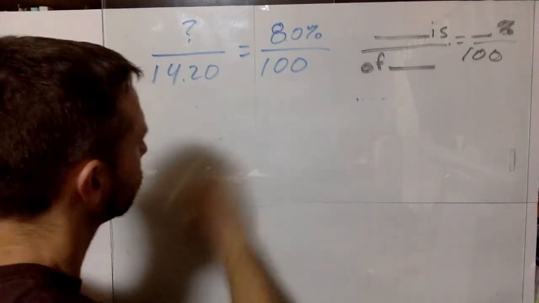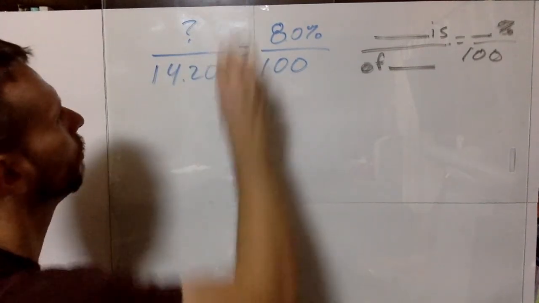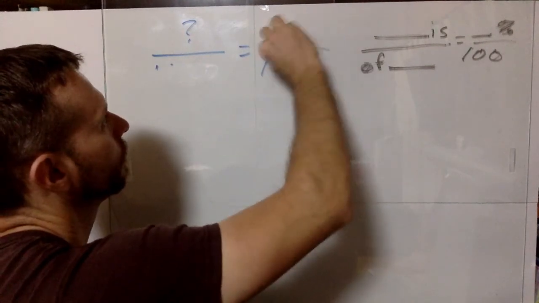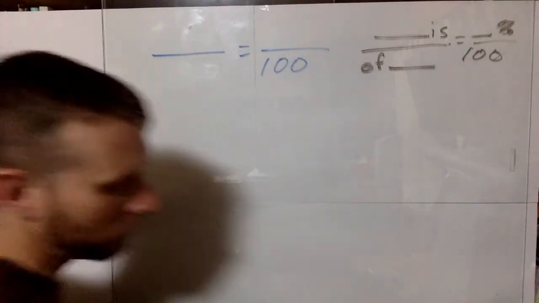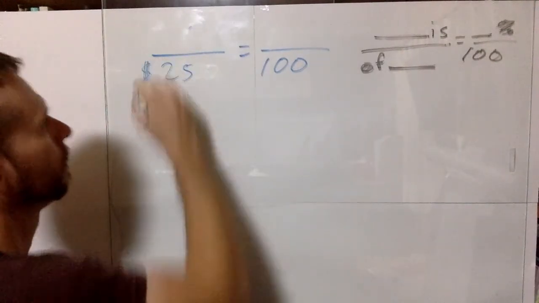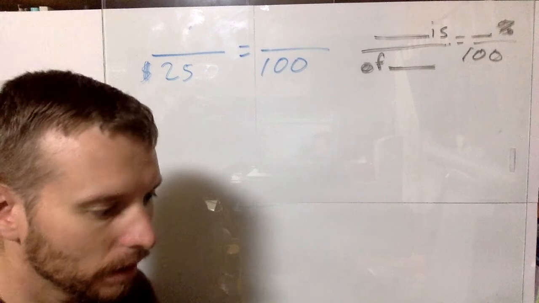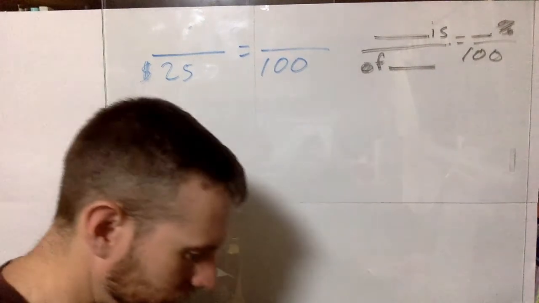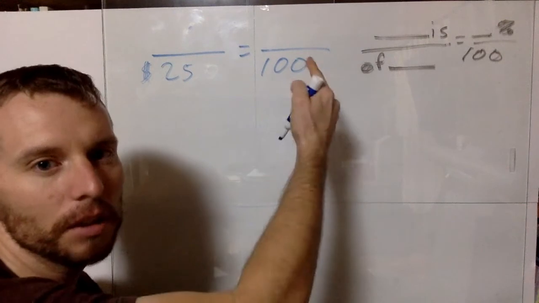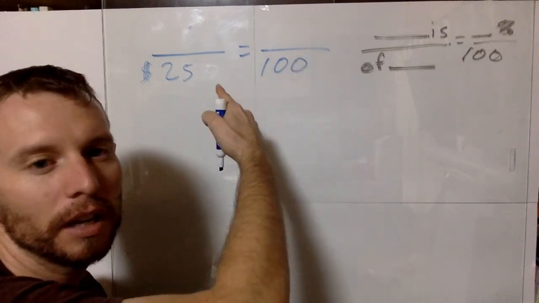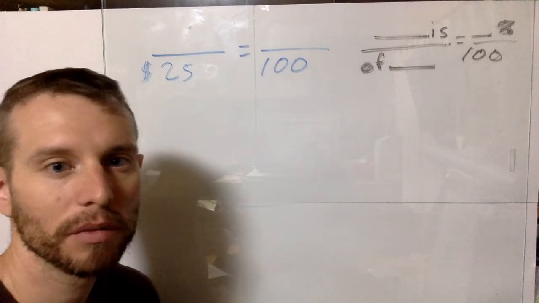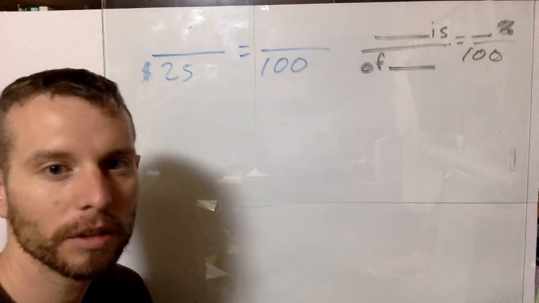So again, the store is buying a shirt for $25. That's the original amount. They're marking it up 80%, right? So I could find out what is 80% of 25 and then add that to the 25 to see how much they're going to sell it for. That would be one way to do this.